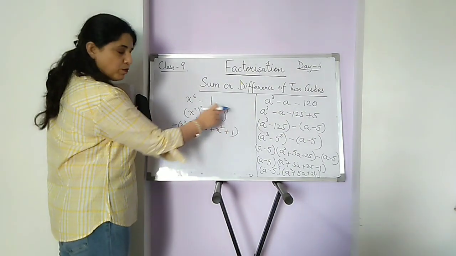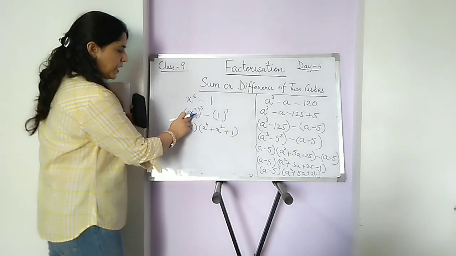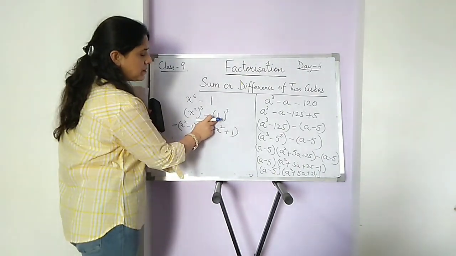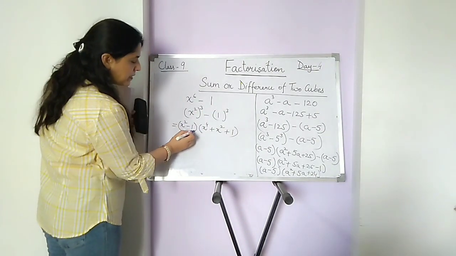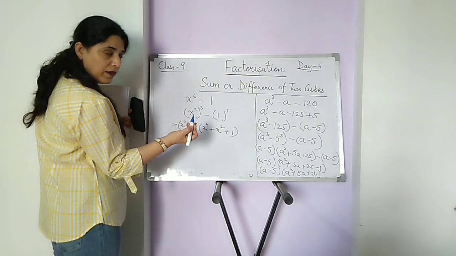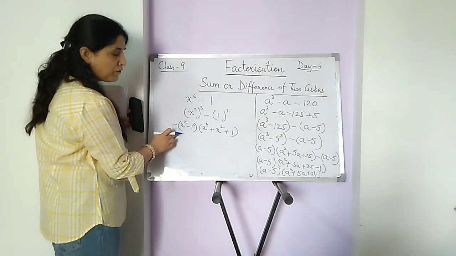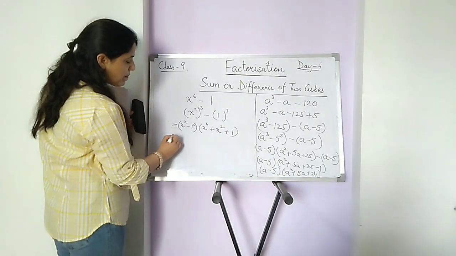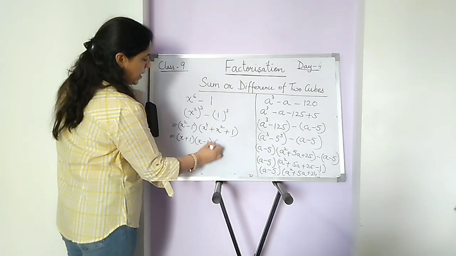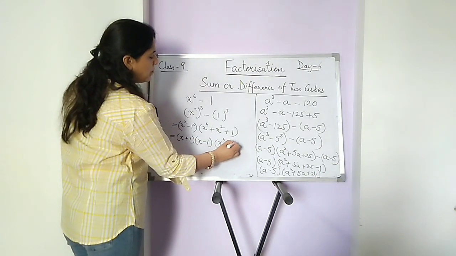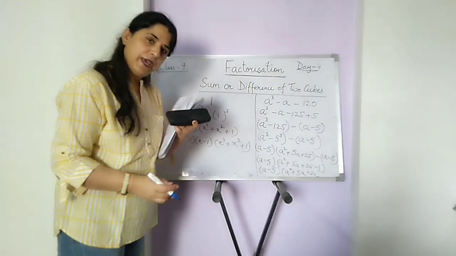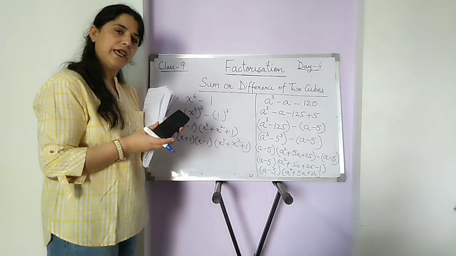A cube minus b cube is a minus b, a square, plus ab will be x square, plus b square. Okay. Now see, x square minus 1 can be further factorized, since 1 is a square of 1, as a plus b, a minus b, x plus 1 into x minus 1, and this remains x to the power 4 plus x square plus 1. Clear? Okay? Try to do the equations from the exercise. Thank you, children.